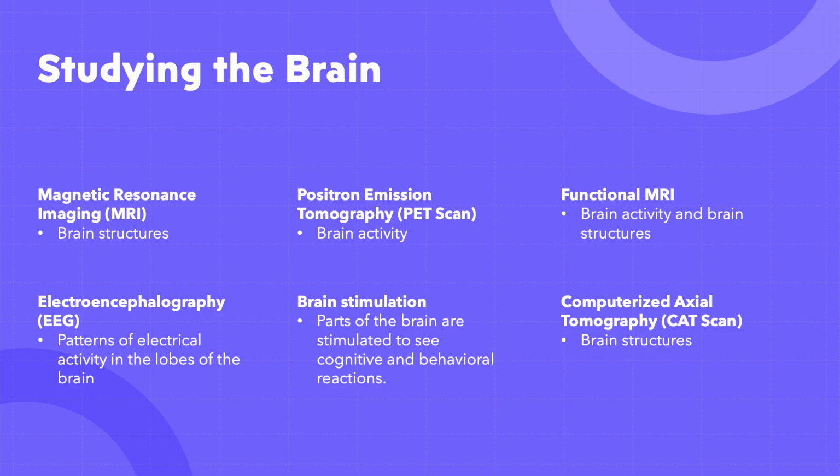Brain stimulation is actually parts of the brain are stimulated to see cognitive and behavioral reactions. And then you have what we call a computerized axial tomography, or CAT scan, and that looks again at brain structures. So usually this is what people will use, either one or a few together, to help you study the brain.